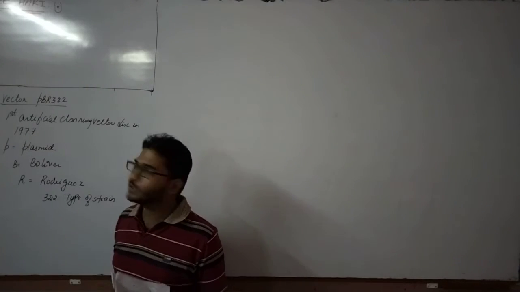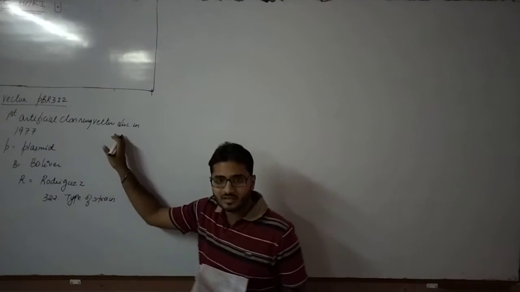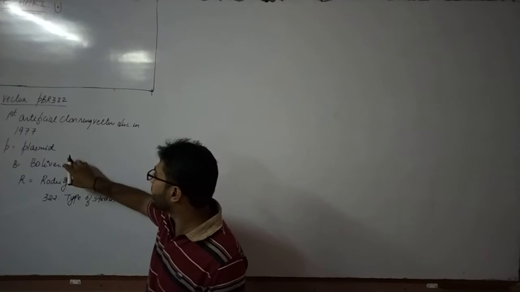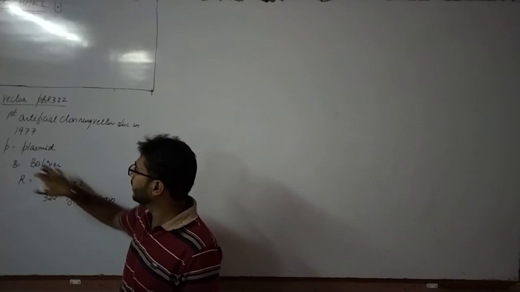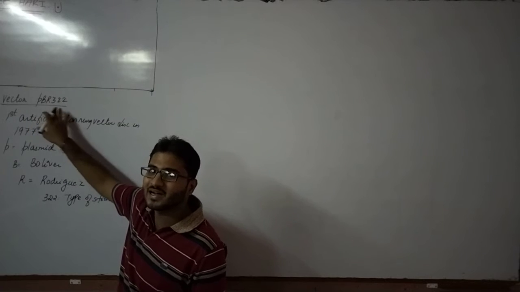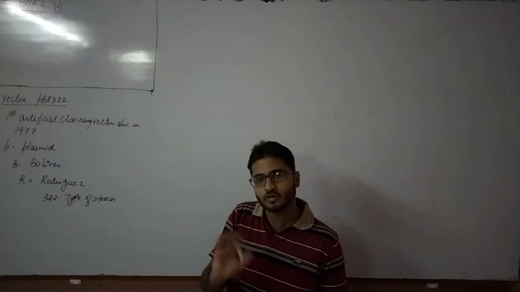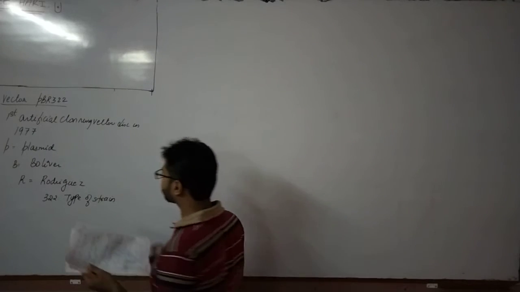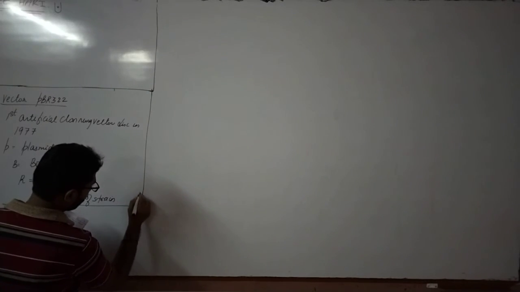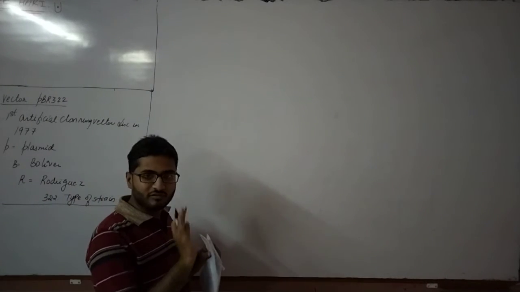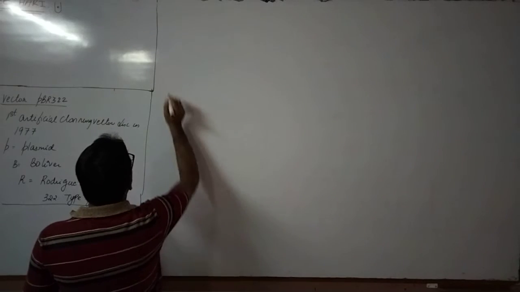So pBR322 is an artificial cloning vector discovered in the year 1977 by Bolivar and Rodriguez. P stands for plasmid, BR stands for Bolivar and Rodriguez, and 322 is basically the strain number or the code number. This plasmid is a typical plasmid that has all the properties that we have discussed in the previous segment.